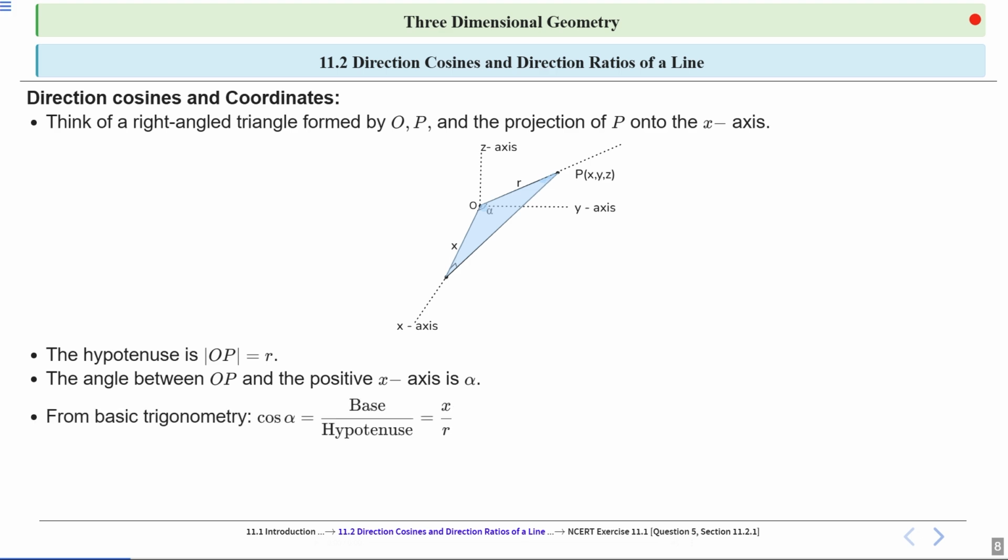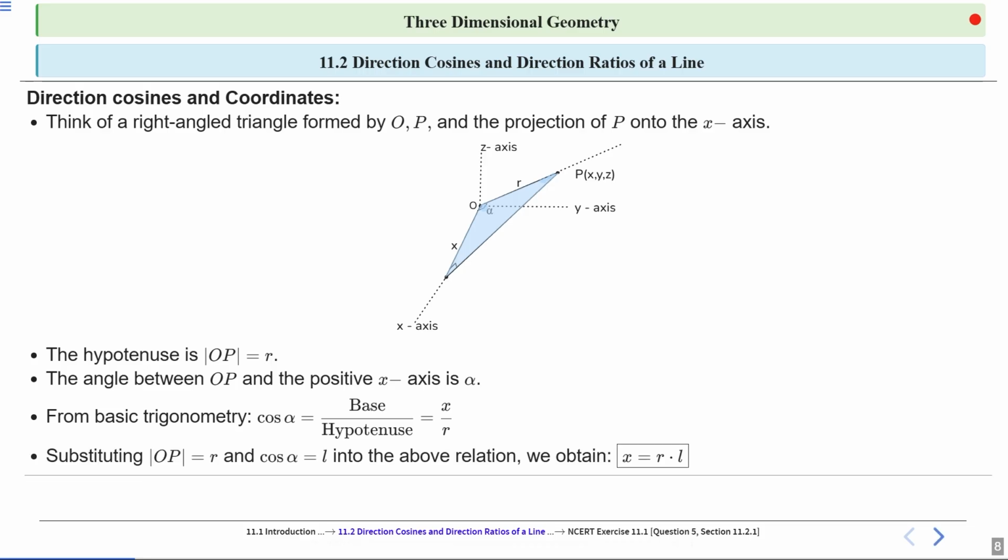Now, using basic trigonometry, we know that the cosine of alpha is equal to the base divided by the hypotenuse. So in this case, cos alpha equals x divided by r, where x is the x coordinate of the point P and r is the length of OP. If we let L represent cos alpha, and remember that r is the length of OP, we can substitute these into our equation to get x equals r times L.